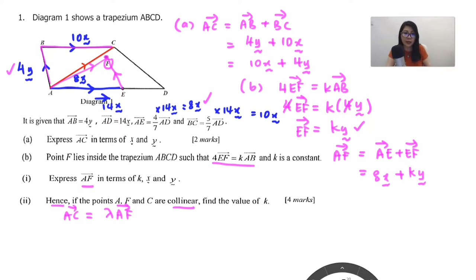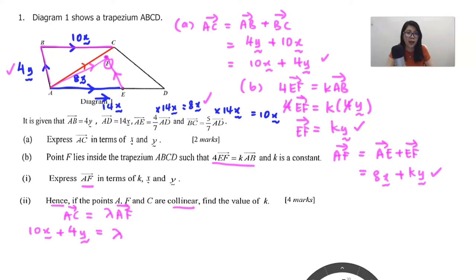AC from the question, in A, we got the answer as 10x plus 4y. Can you see the top here? 10x plus 4y. So I'm going to write it over here: 10x plus 4y equals lambda, and then AF, we got the answer from question B1.